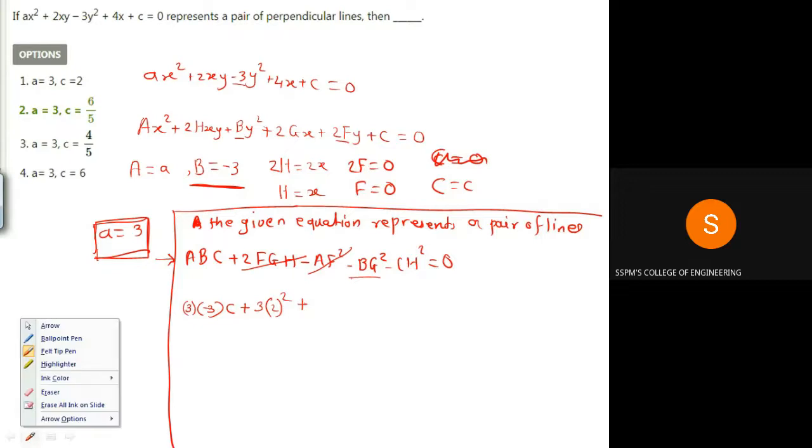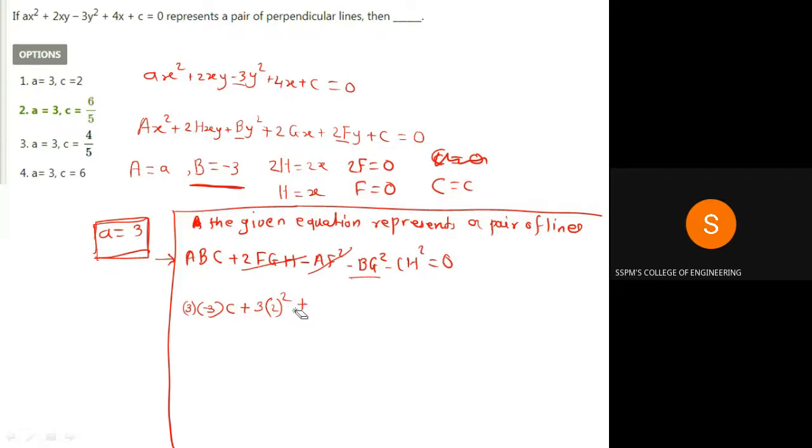minus, sorry, minus CH square. What is the value of C? It is small c, and the value of H is equal to 1. It is 1 square. Okay, this was wrong, it is 1. So 3 into minus 3 into C, that is minus 9C plus 12 minus C is equal to 0. So minus 9c minus c, addition of these two will be minus 10c plus 12 is equal to 0.